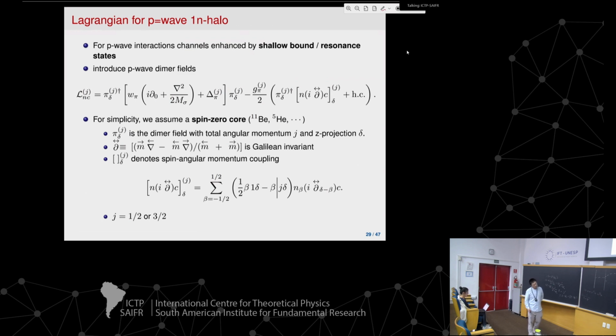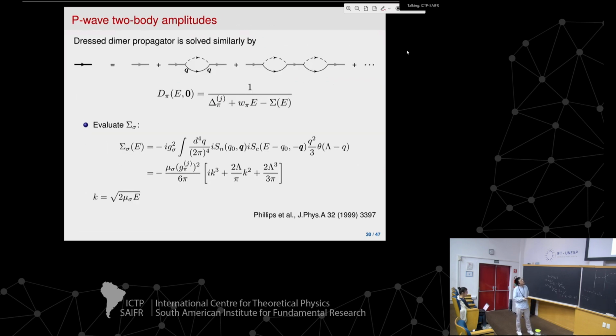So now we have these general Lagrangians. Then, similarly, you solve for the dressed dimers in this picture. It's very similar to the picture we saw before for S-wave, but the difference is that at the counterterm between the dimer field and the neutron-core particles, you will have an additional momentum coming in. This is because this is where the P wave enters.